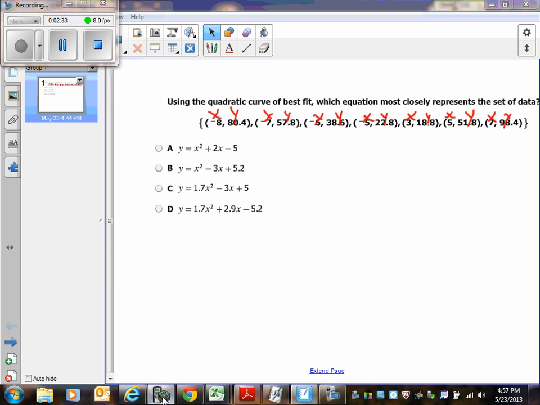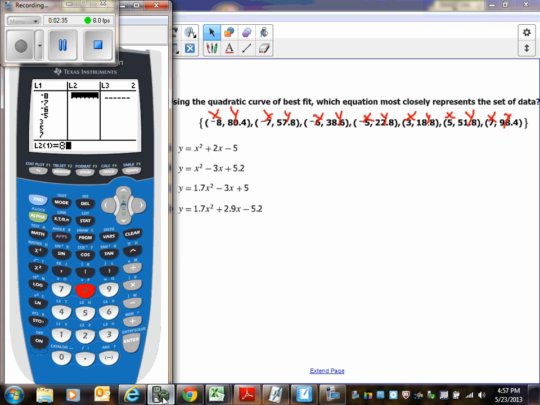Let's bring back up our calculator. And we're going to have 80.4, 57.8, 38.6, 22.8, 18.8, 51.8, and 98.4. Now, before I move forward, I really should go through my list and just make sure I inputted my data correctly. And it looks like we did.